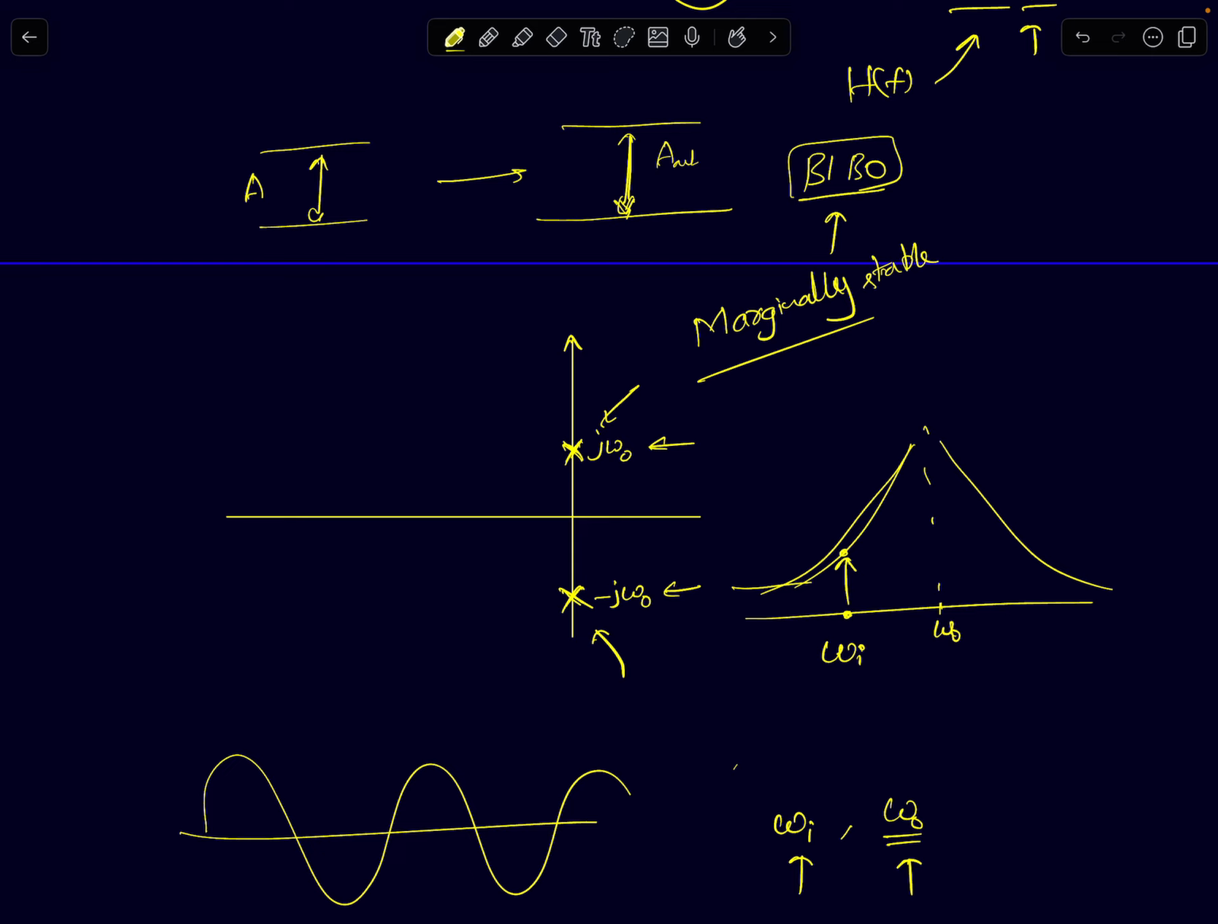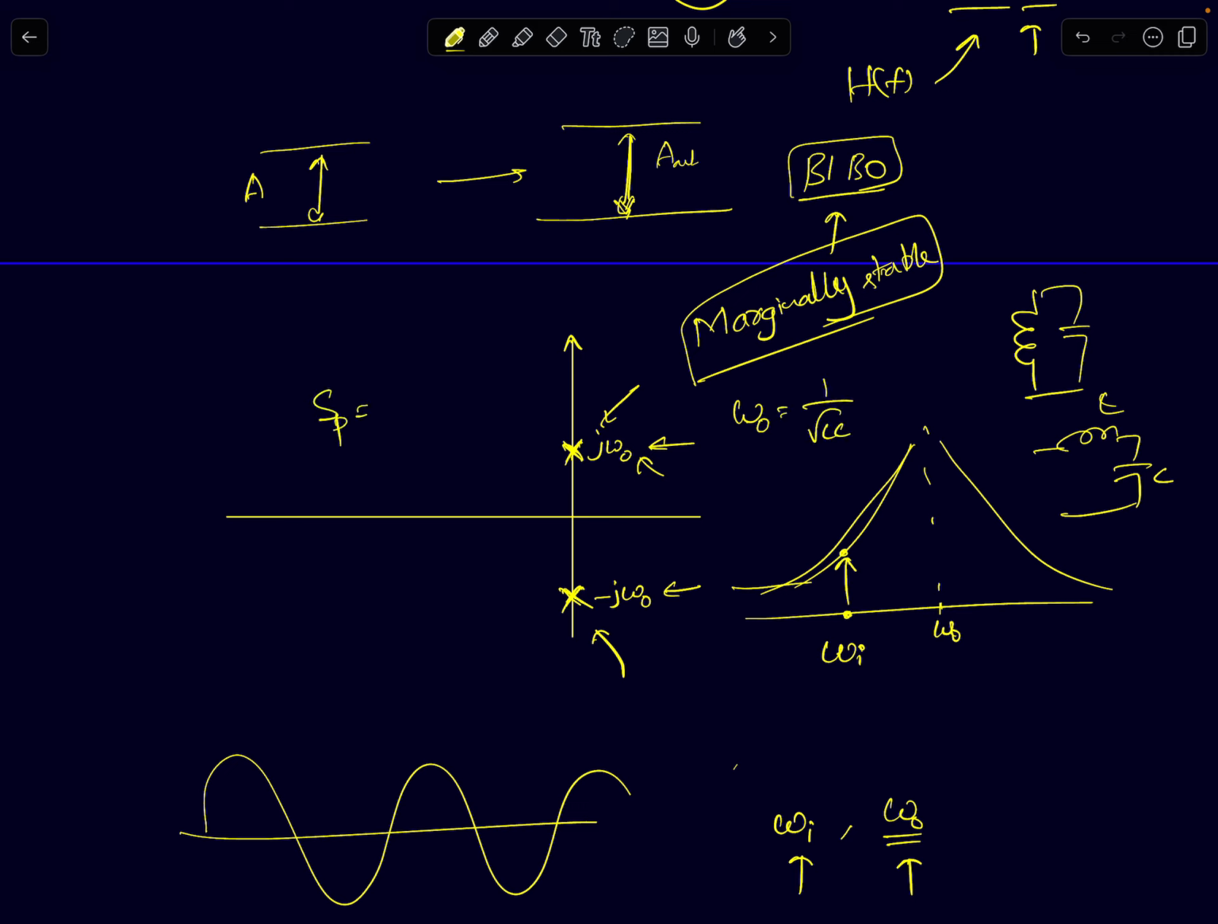Now this system is a marginally stable system because it has poles on the j omega axis. Whether it's a parallel LC tank or a series LC circuit, both these circuits will have poles on the j omega axis, and those poles can be easily shown to be at omega naught equal to 1 by root LC, so the poles of the system s_p will be equal to plus minus j omega naught. You can derive the transfer function and show it yourself.